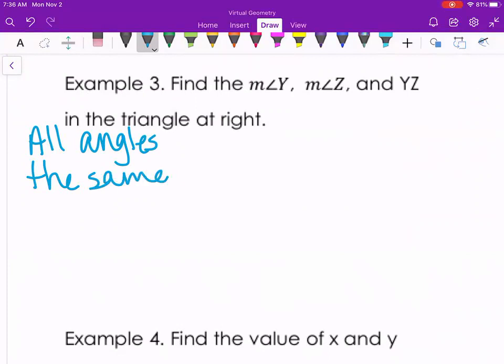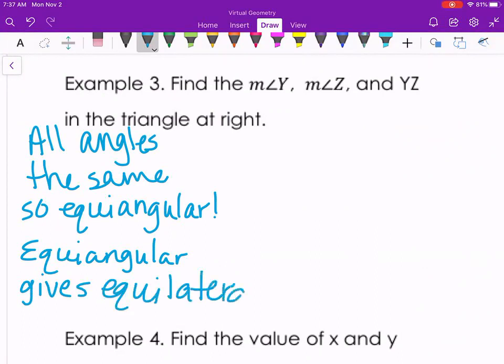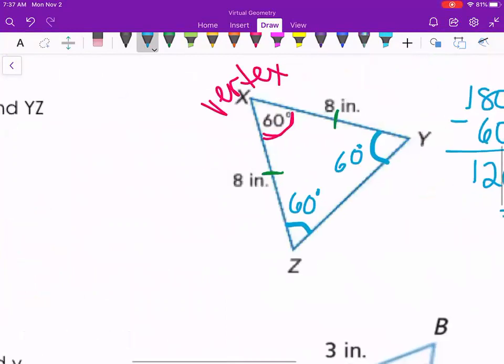Okay, so all angles are the same. So it's equiangular. And again, equiangular gives equilateral. So if I know now that this is equilateral, all sides have to be exactly the same. So that is another 8 inches.